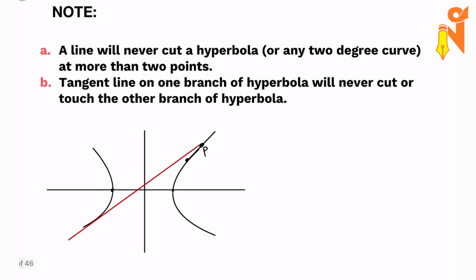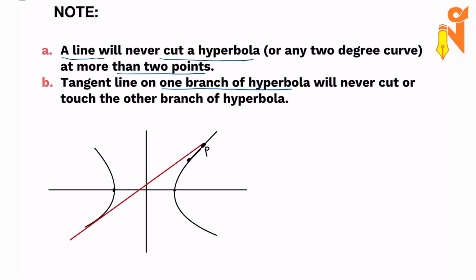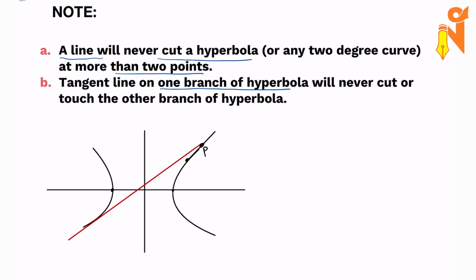The important note which you should know is a line will never cut a hyperbola or any 2-degree curve at more than 2 points. And the second point, a tangent at one branch of the hyperbola will never cut or touch the other branch of the hyperbola. It means, in the diagram, let's say you're drawing a tangent at point P, which is shown in red color.